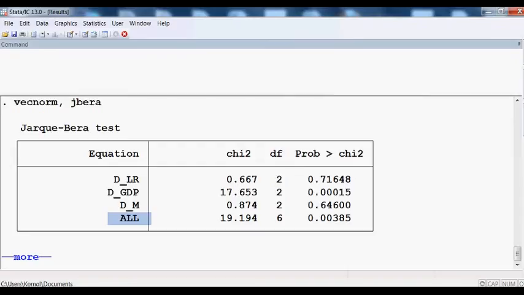Okay, for this model, what is the problem? For this model, in the whole system model, there is serial correlation, so that is not desirable. But one thing is good, our error correction model, which is DLR, the residuals are normally distributed. So we are happy about it.